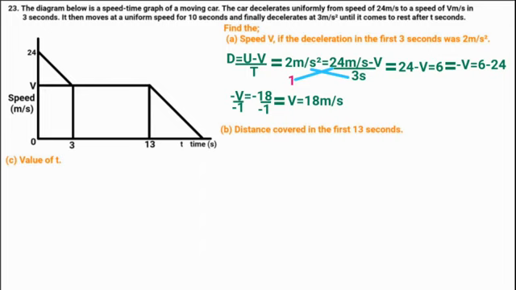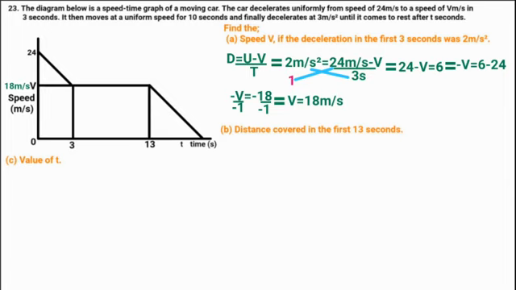So the v I'm talking about is here, is 18 meters per second. So I'm also going to indicate 18 meters per second there. Once I've done that, that is the answer. So v there is equal to 18 meters per second. Now let's come to question B, which is find the distance covered in the first 13 seconds.